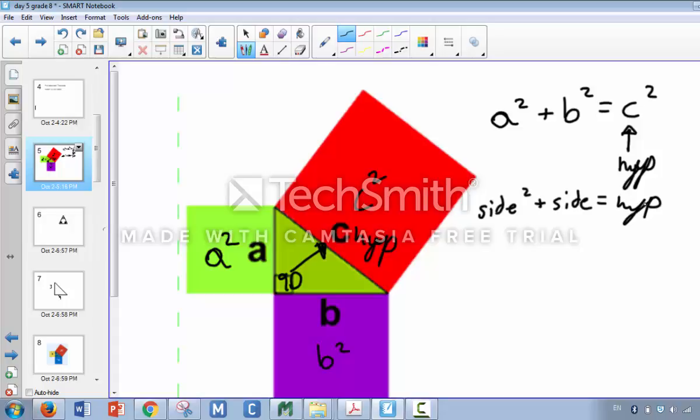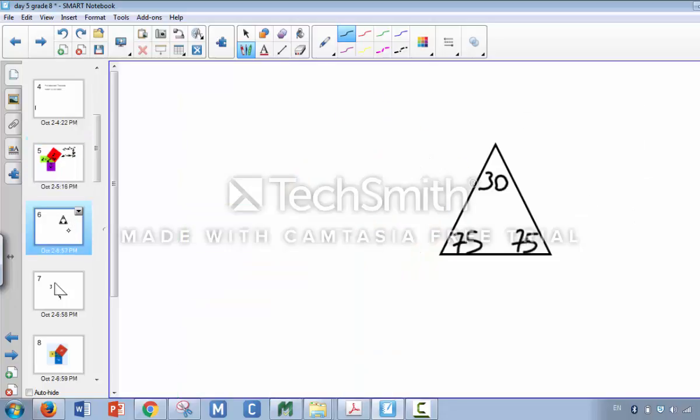Two things you have to be aware of when you're using Pythagoras. First, it only works if you have a right angle triangle. So you have a 90-degree angle in your triangle. In this case, this triangle, there is no 90-degree angle, so Pythagoras is not going to work.